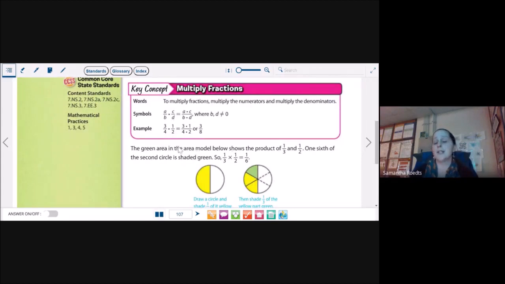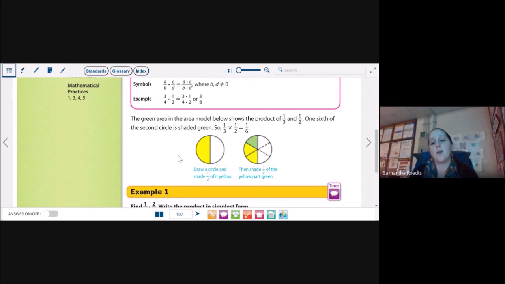So for example, 3/4 times 1/2, I multiplied my numerators, 3 times 1, or 3, and 4 times 2, or 8. The green area in the area model below shows the product of 1/3 and 1/2, or 1/6 of the second circle is shaded green. So 1/3 times 1/2 equals 1/6. So here's 1/2. Third, I split that circle into thirds as well. And only one portion of it is covered.